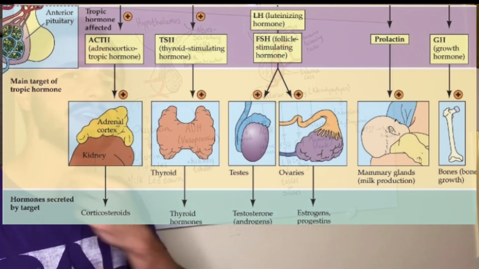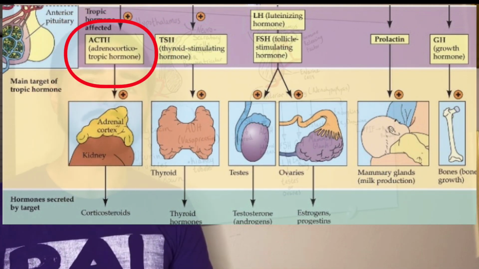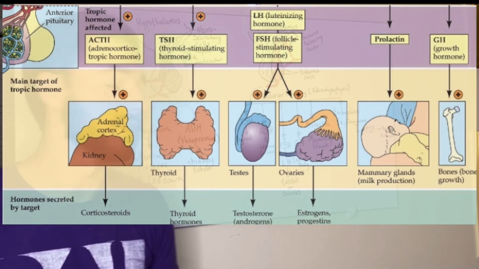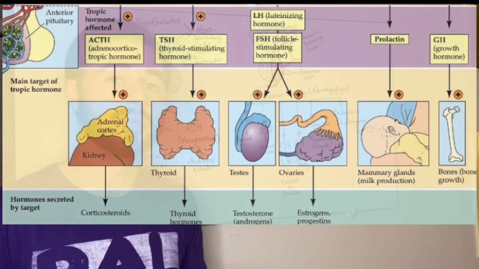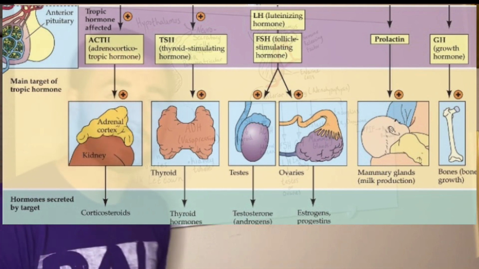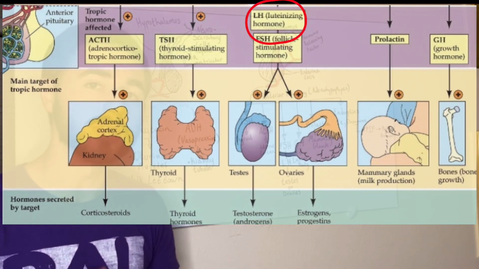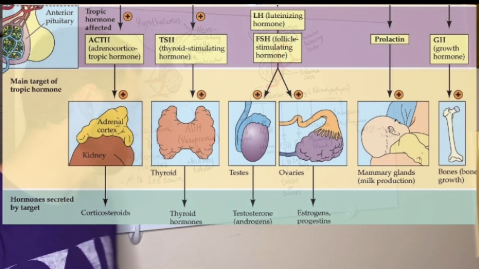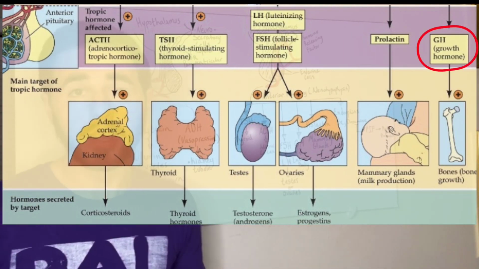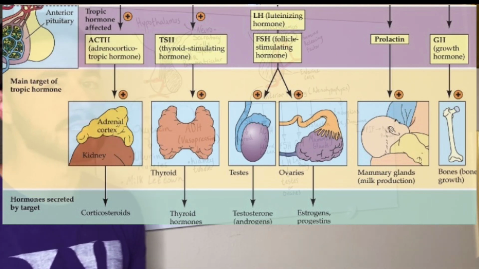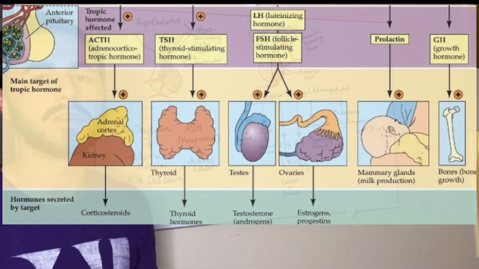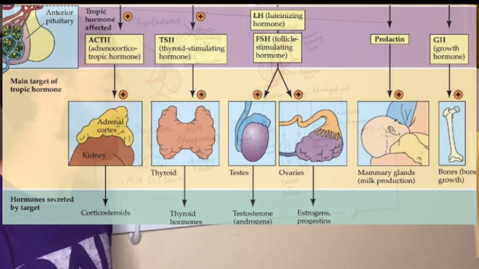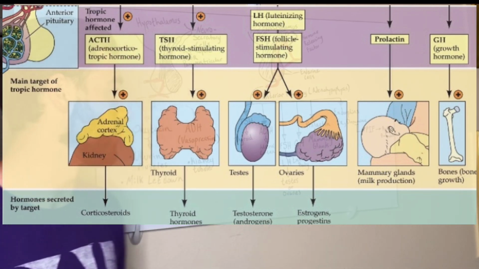The ones you need to know that are most important are, of course, TSH, thyroid stimulating hormone, which is going to go down to the thyroid gland. And then ACTH, adrenal corticotropin hormone by the way, going to go down to the adrenal cortex above the renals, of course. And then you have FSH and LH, follicle stimulating hormone and luteinizing hormone, which are going to go to the testes or the ovaries. Then you have growth hormone. Growth hormone is important for any type of growth, and that's going to be used in the entire body. And then we have prolactin. Prolactin is important for the production of mammary glands.